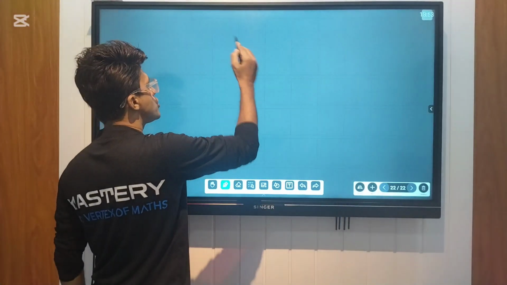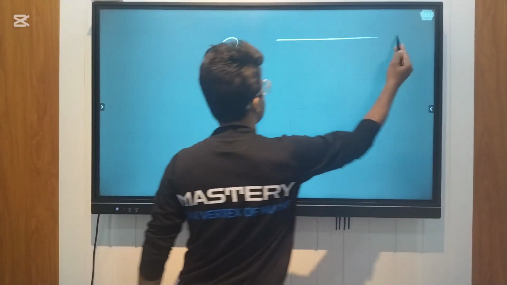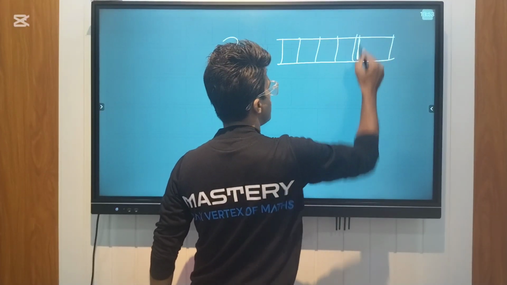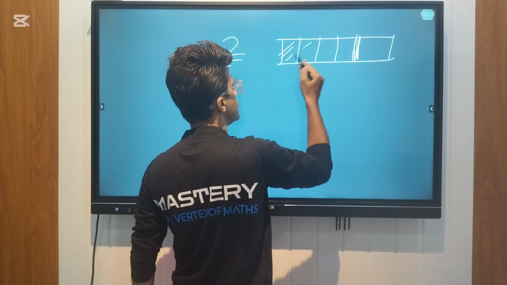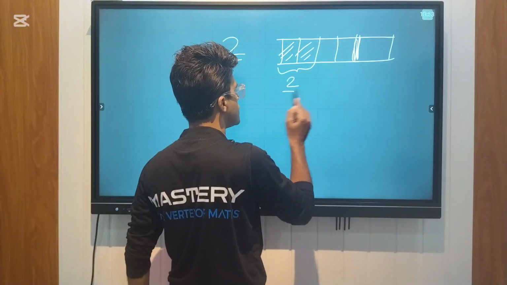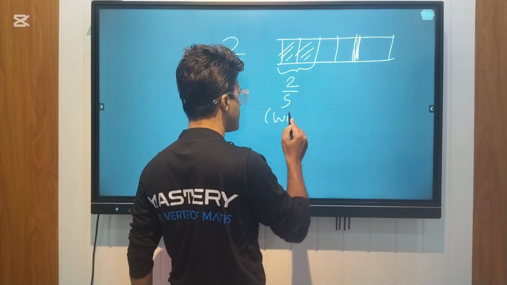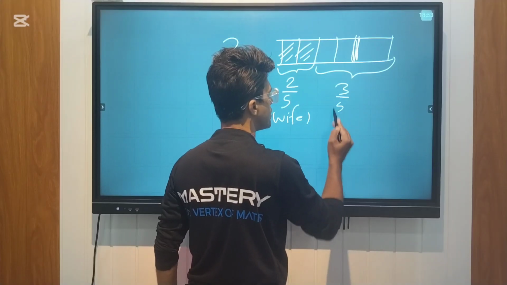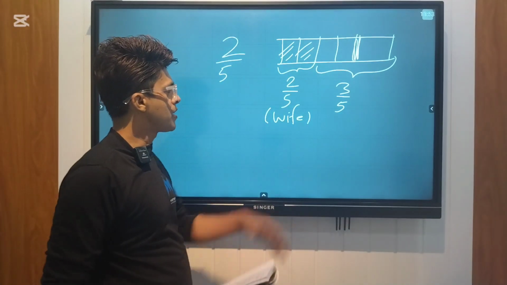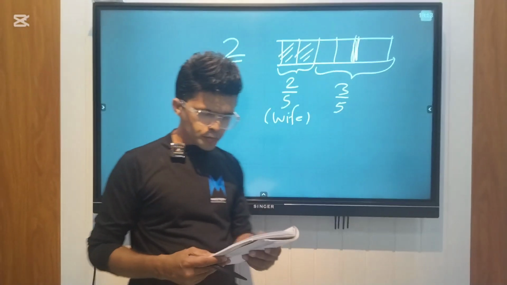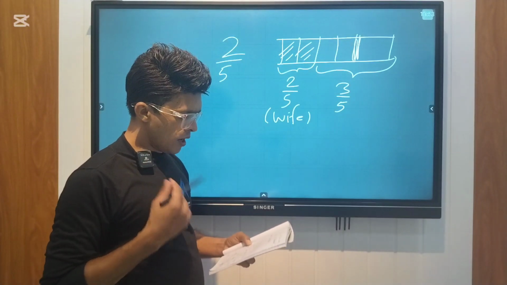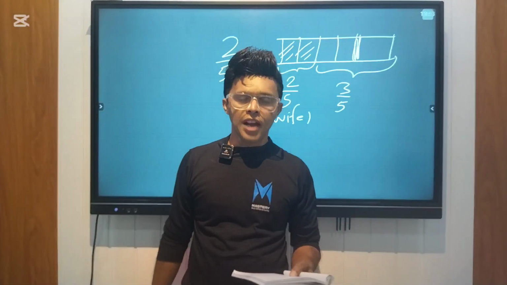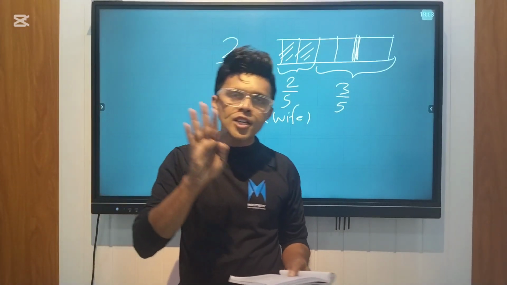The wife is given 2/5. 1, 2, 3, 4, 5. The wife is given 2/5. When the wife is given 2/5, the remaining segment should be 3/5. So our question is the fraction which is taken by a daughter.